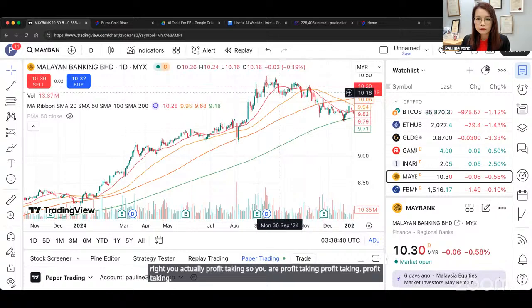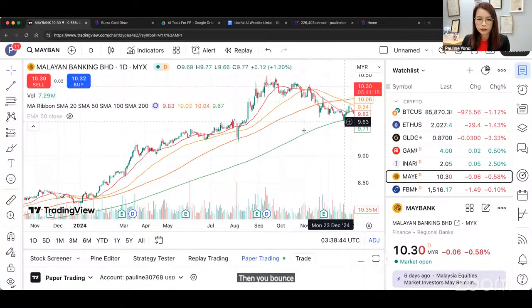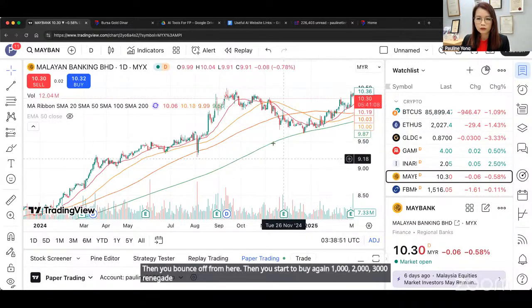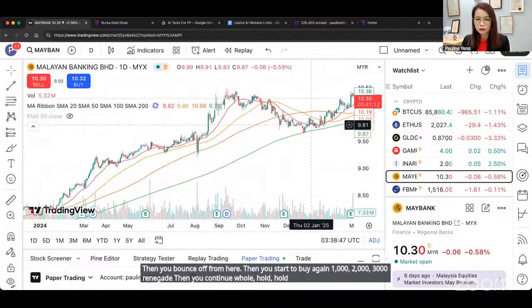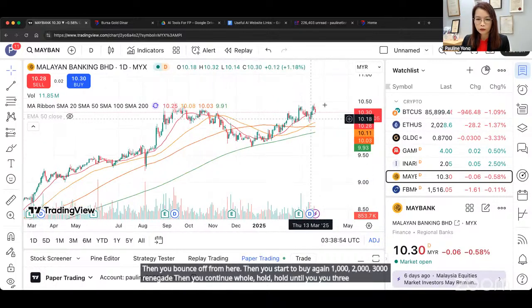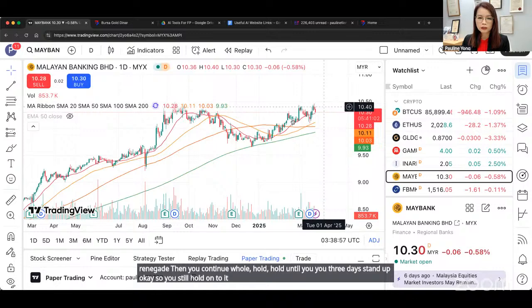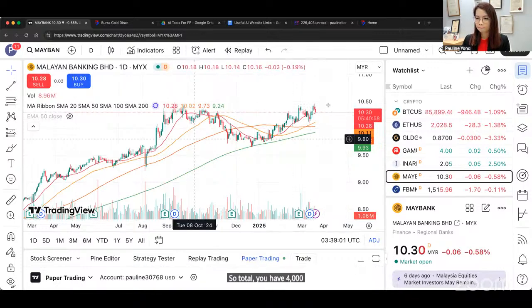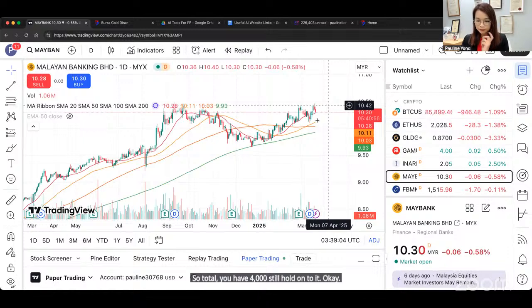Then you bounce off from here. Then you start to buy again, 1,000, 2,000, 3,000 ringgit. Then you continue to hold until here, you wait 3 days and then it goes up. So you still hold on to it. Your 3,000 ringgit addition, you still hold on to it. So in total you have 4,000, still holding on to it. So that's how you can apply.